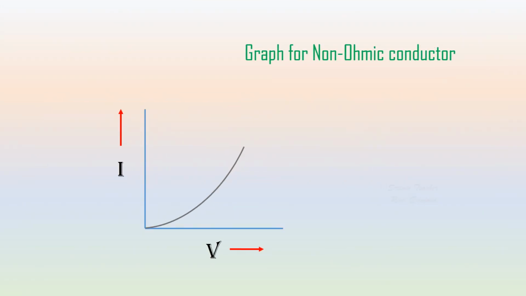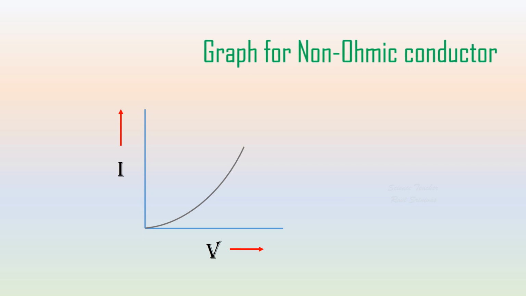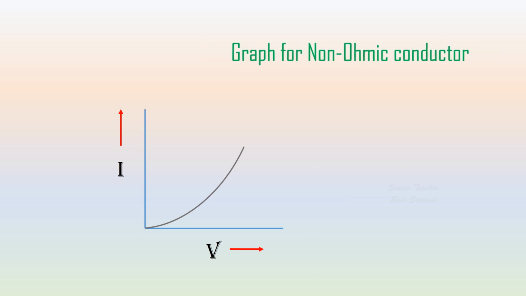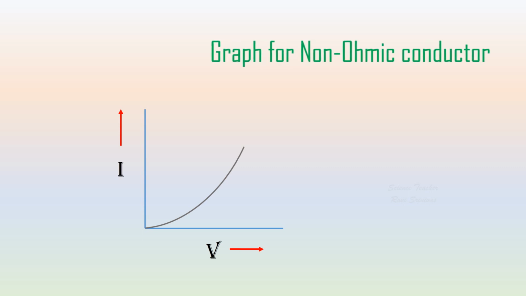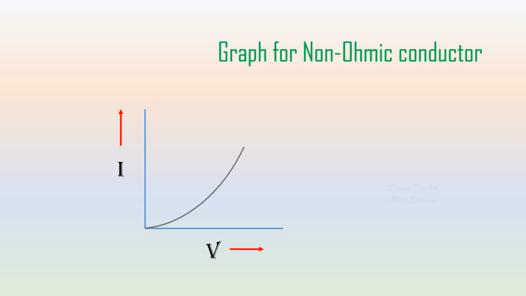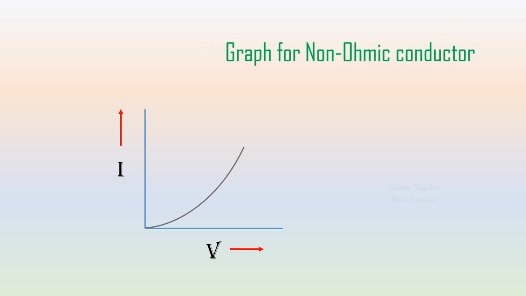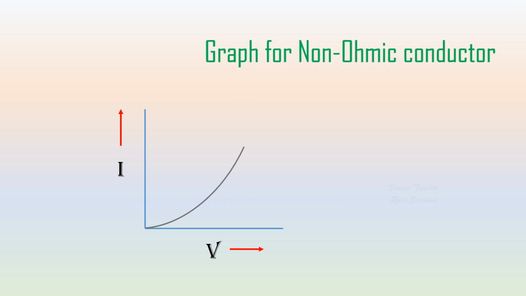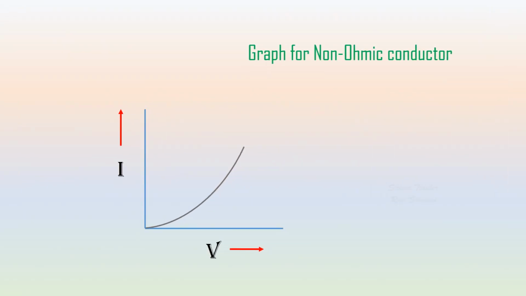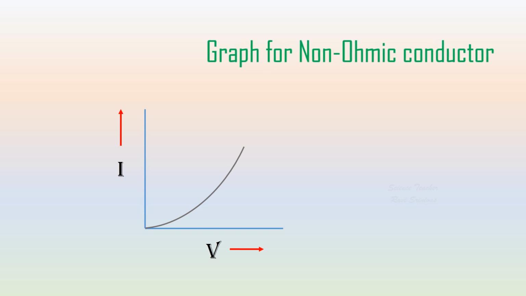A substance which does not obey Ohm's law is called a non-ohmic conductor. Electrolytes, filament of bulb, p-n junction diode, etc. are all non-ohmic conductors. The VI graph for a non-ohmic conductor is not a straight line.